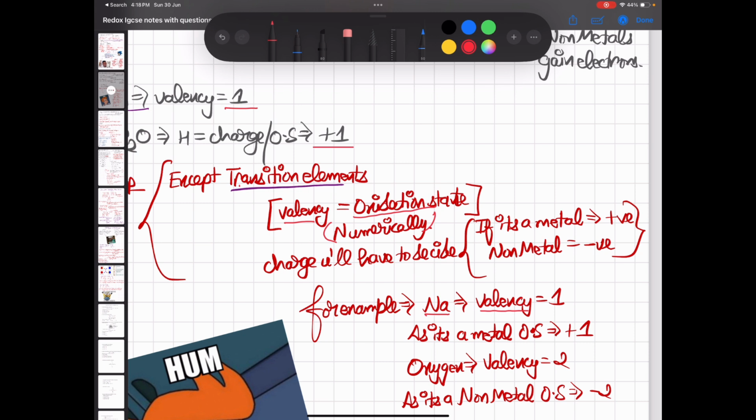Another example, oxygen is a non-metal, valency is 2 because it wants to gain 2 electrons. Now, oxidation state will be negative 2. Why negative? Because it wants to gain.